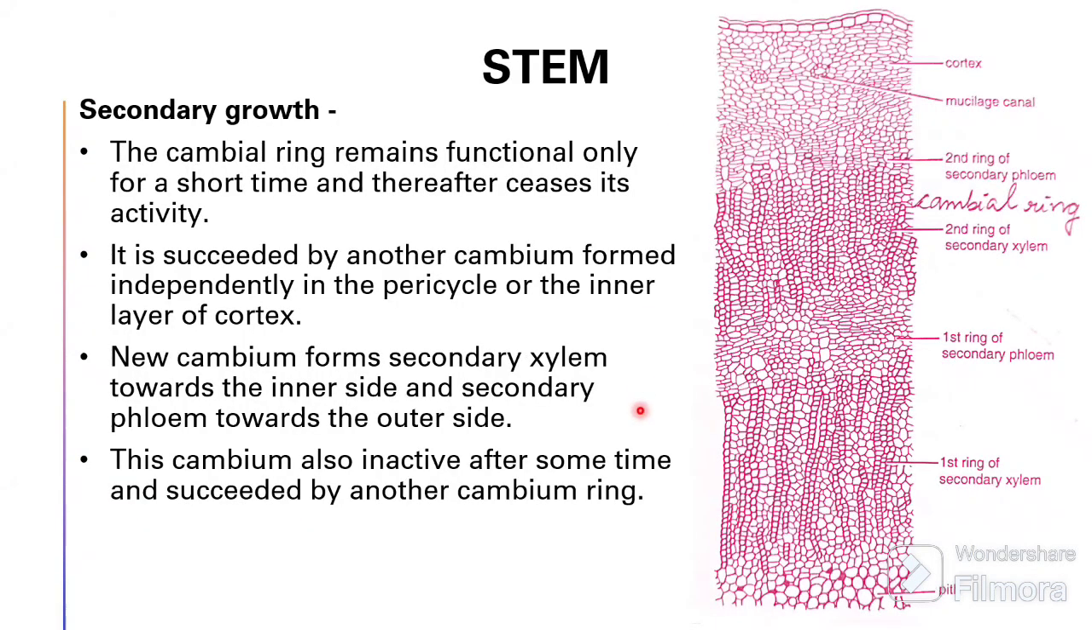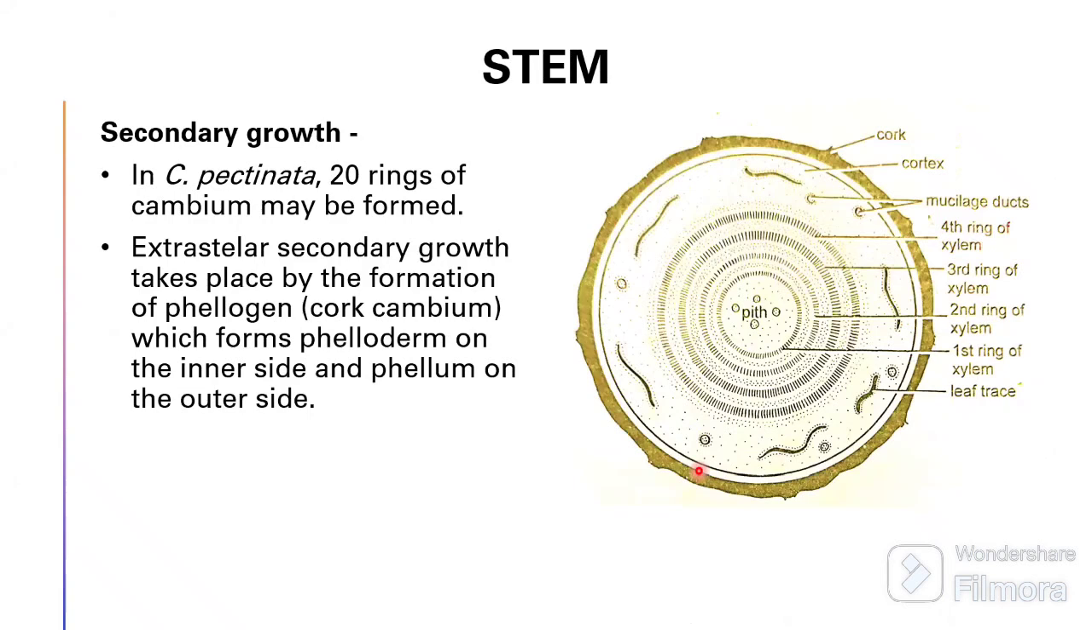Secondary growth in stem now becomes a regular process where activity of the first cambium ring ceases shortly and a second cambium ring differentiates in the inner cortical region, which starts its activity and forms secondary xylem and secondary phloem again. So, such cambium rings are formed, and after this cambium becomes inactive and another cambium ring is again formed, which leads to the generation of many rings. In Cycas pectinata, there are 20 rings of cambium formed.